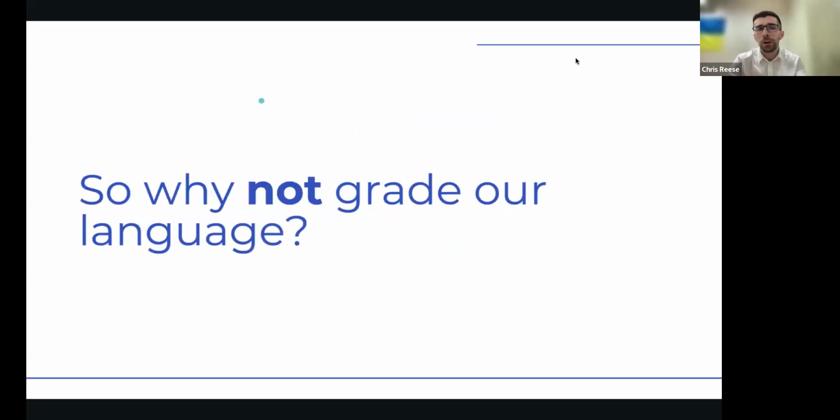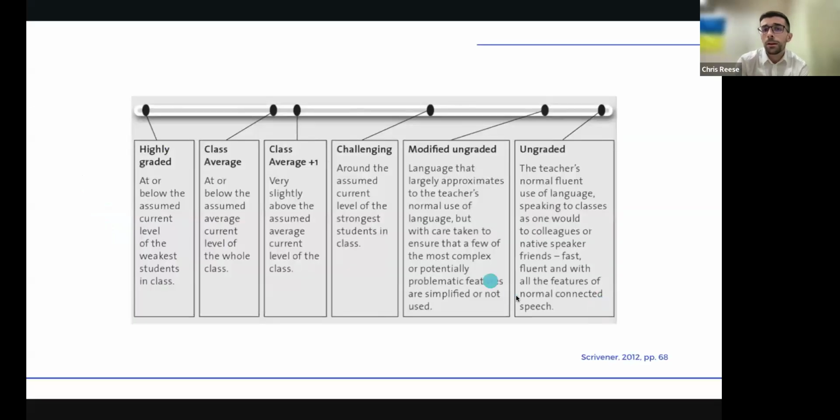So then the question becomes, all of this sounds like a good thing. We want students to understand what we're saying. So why would we not grade our language? Well, Scrivener, in one of his books on classroom management, actually talks about language grading not as a yes or no thing, but as a spectrum.